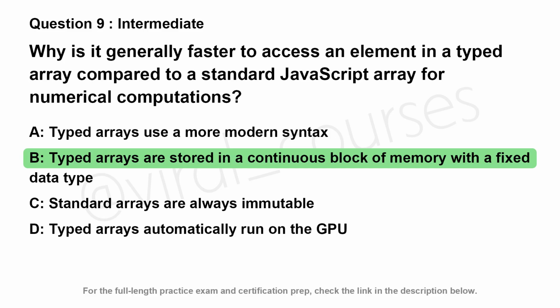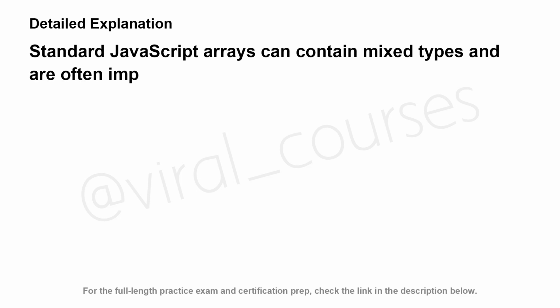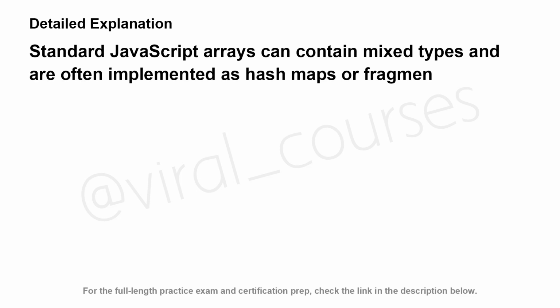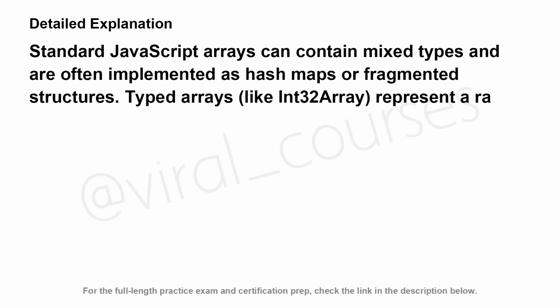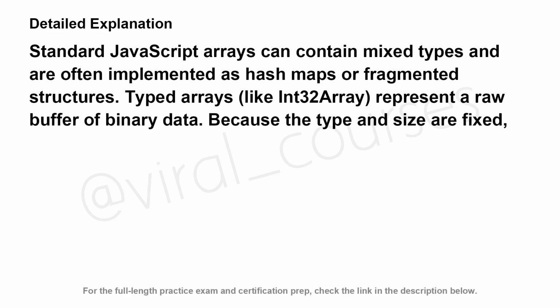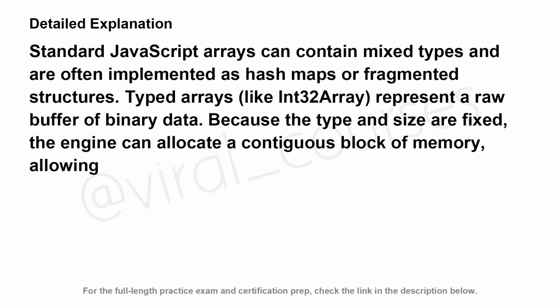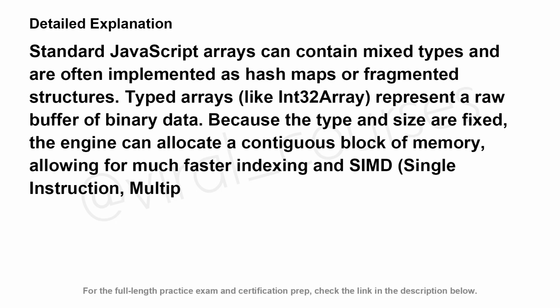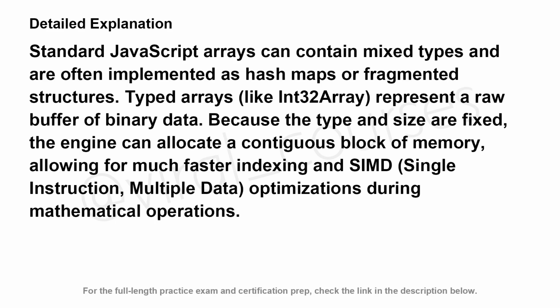The correct answer is B. Standard JavaScript arrays can contain mixed types and are often implemented as hash maps or fragmented structures. Typed arrays, like Int32Array, represent a raw buffer of binary data. Because the type and size are fixed, the engine can allocate a contiguous block of memory, allowing for much faster indexing and SIMD (single instruction, multiple data) optimizations during mathematical operations.